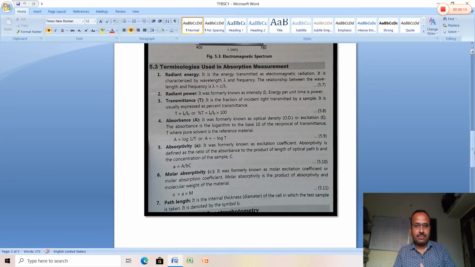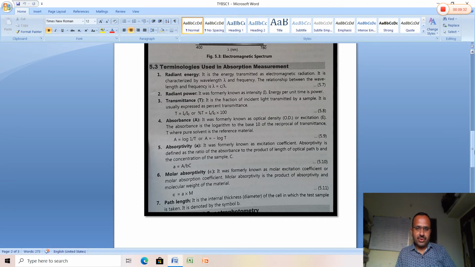So 1 upon T should be expressed with a negative symbol, so minus log of T. There are two relationships for the absorbance, but they are synonymous with each other. A is equal to log of 1 upon T, or A is equal to minus log of T.